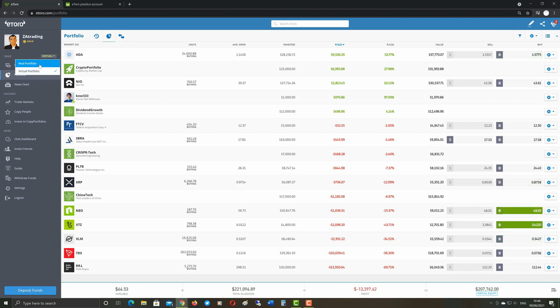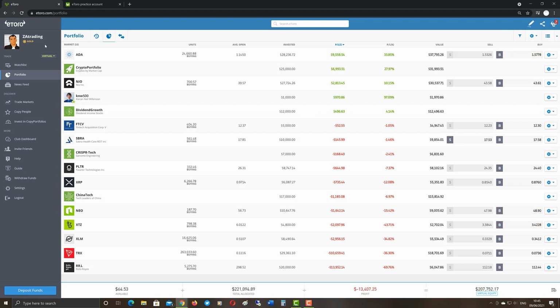But make sure you're in the virtual portfolio. Tick it here. That's telling you you're in the virtual portfolio. Give yourself a good trading name. I couldn't come up with anything. Everything I tried was already taken, so I stuck with ZA Trading. As you can see, I started off this account just for demo purposes, and rather than creating another account, I just left it as it is and started creating my real portfolio here.